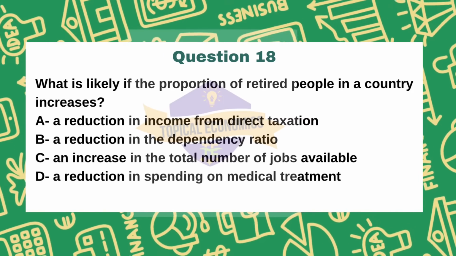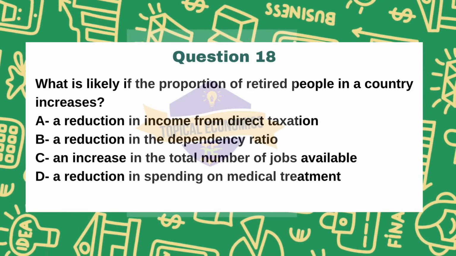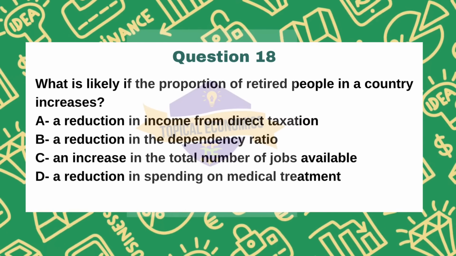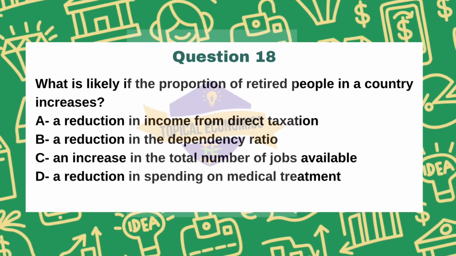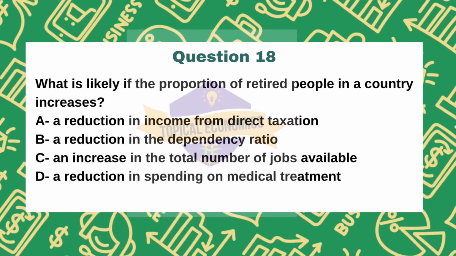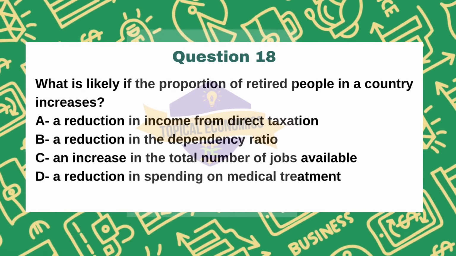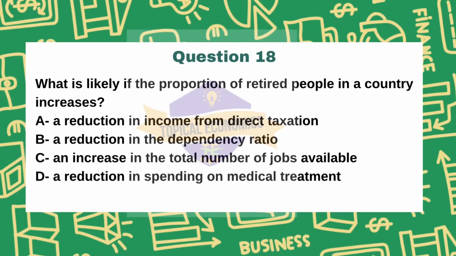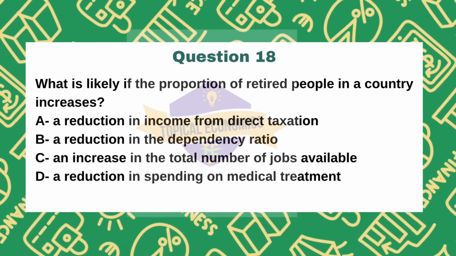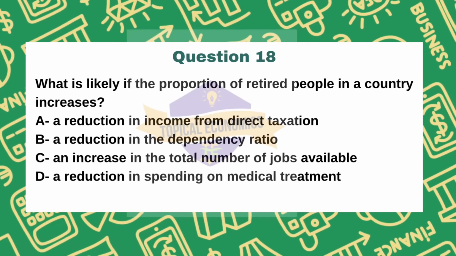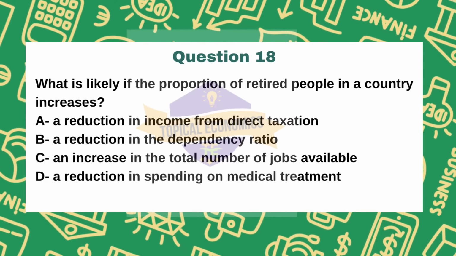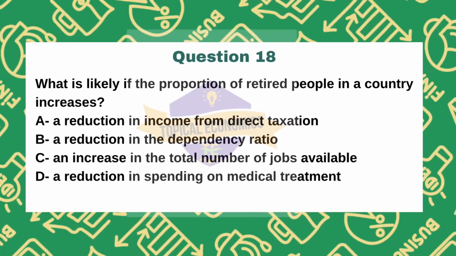If the proportion of retired people in a country increases, it is likely to lead to a reduction in income from direct taxation. This is because retired individuals generally have lower incomes than those who are employed and may rely more on pensions or savings, which might not be subject to the same level of income tax as wages. Analyzing the other options. Option B says a reduction in the dependency ratio. An increase in the proportion of retired people would actually increase the dependency ratio, as more individuals are dependent on the working-age population.